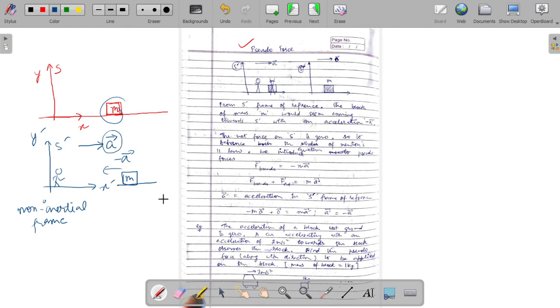Usually accelerated frames of reference or rotating frames of reference are non-inertial frames of reference, and Newton's first law cannot be applied. So now what we want to do is apply Newton's first law, or all laws of Newton, in this frame only. We would say that okay, we are sticking with the S dash frame. We are not able to write the equations. That's okay. But what if we want to write them?